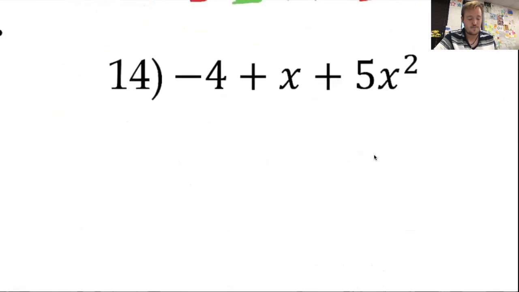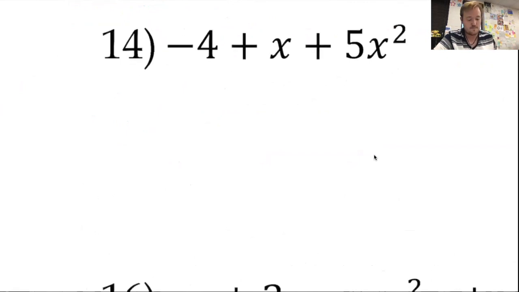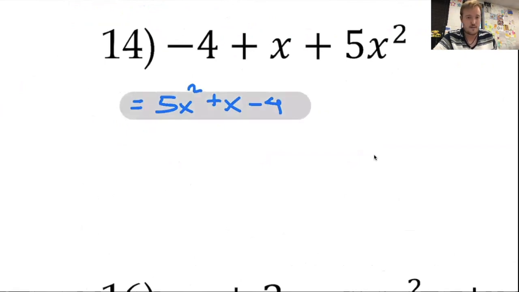All right, number 14. So I did this one on purpose. Is there anything to distribute? Nope. Is there anything to combine? No. So what is there to do? Well, in this case, all we can do is just rewrite it in descending order. So we have to write the highest degree to the lowest degree. So we write 5x squared first, plus x minus 4. So it just has to be reordered. That's it.